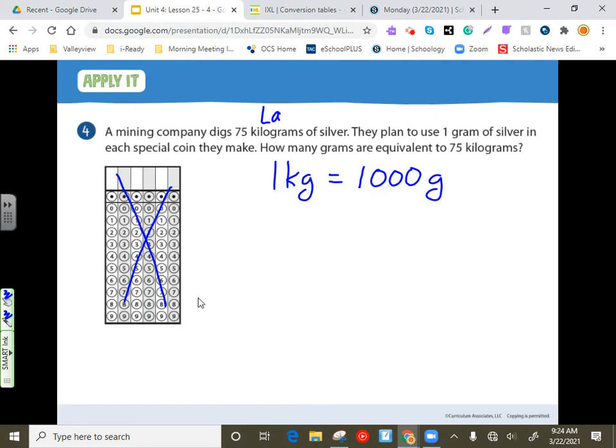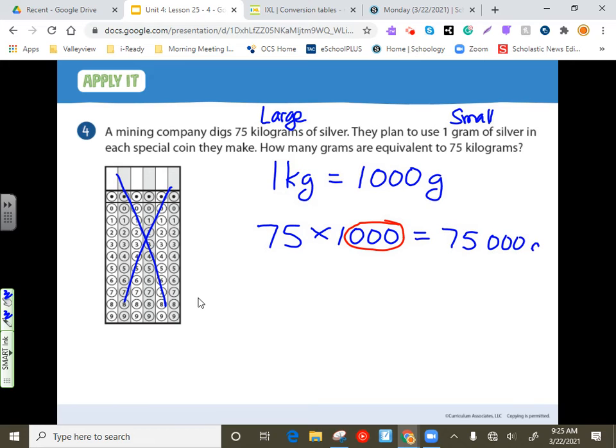So kilogram is large, and gram is small. If we're converting from large to small, I've got my 75 kilograms. If it's 1 gram, it's going to be 1,000. And my final answer, again, when you're multiplying by tens, hundreds, thousands, you just add the zeros to your number. It's going to be 75,000 grams. And that's what we would have put up in this box, but I didn't want to use that.